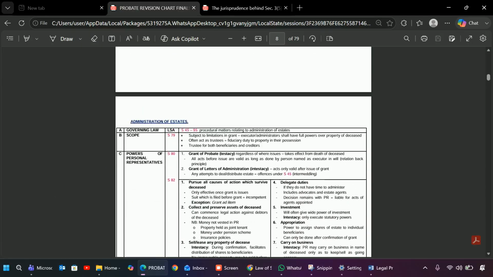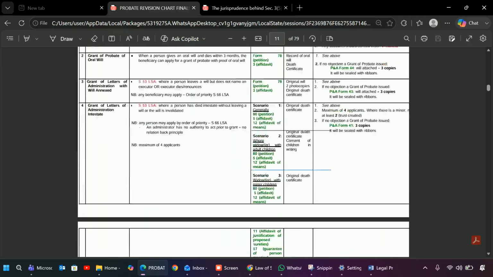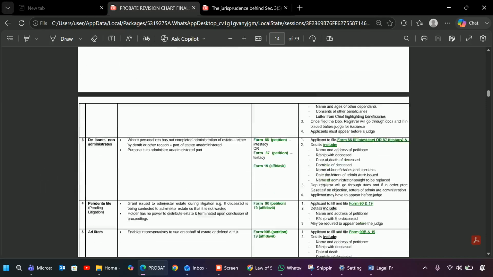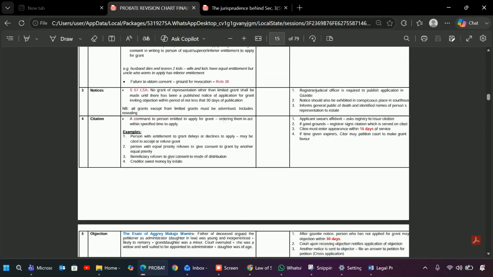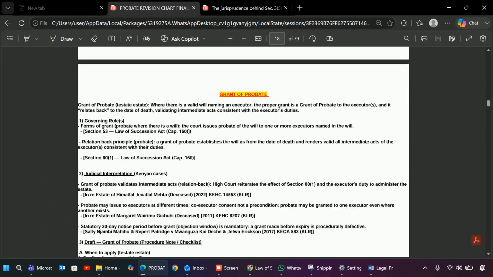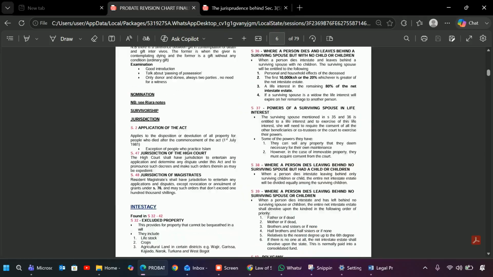Then we will analyze various duties of the administrators, various grants to be issued and obtained, various terminologies used in this unit, and we will do the actual drafting of the documents required in this unit.